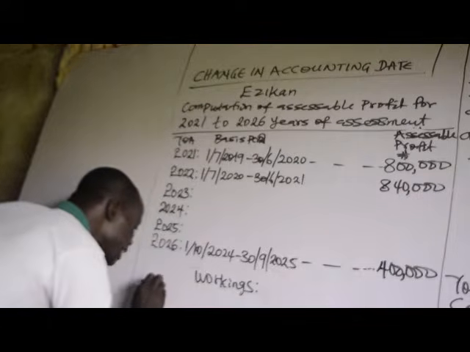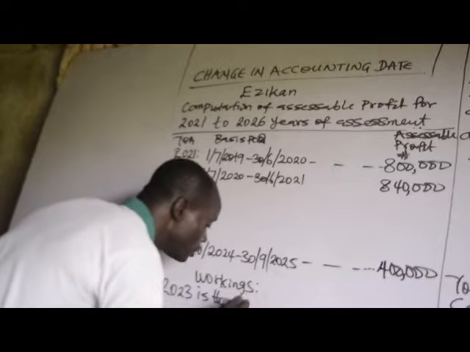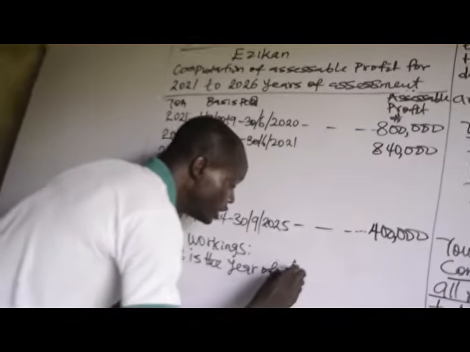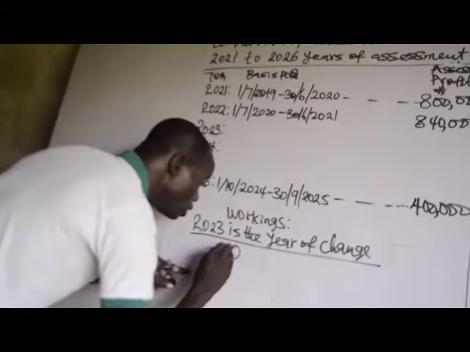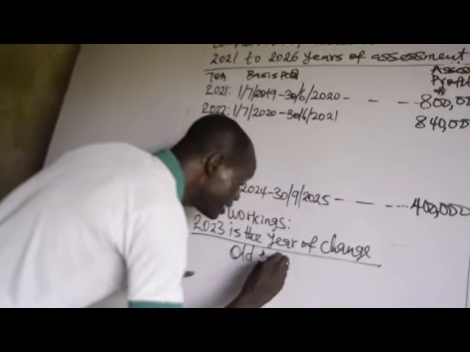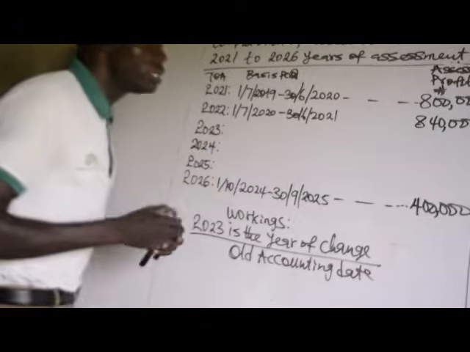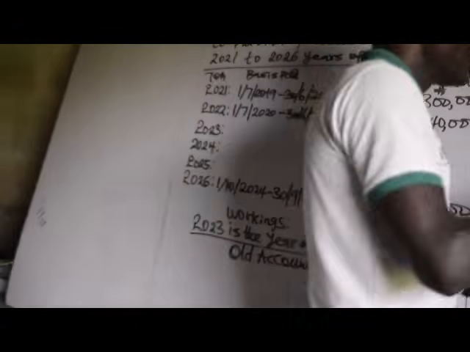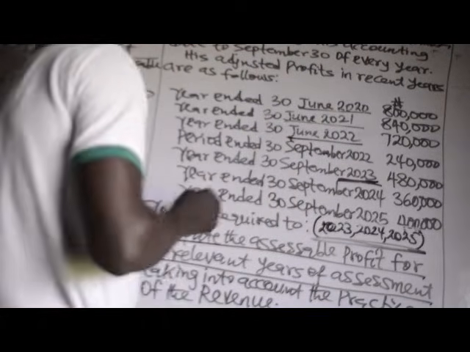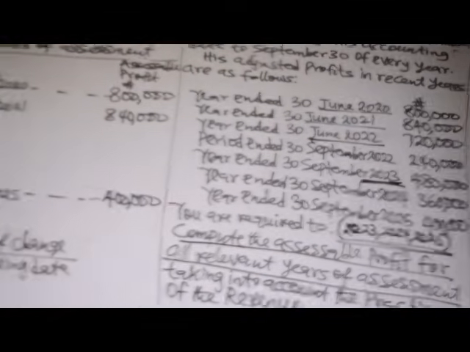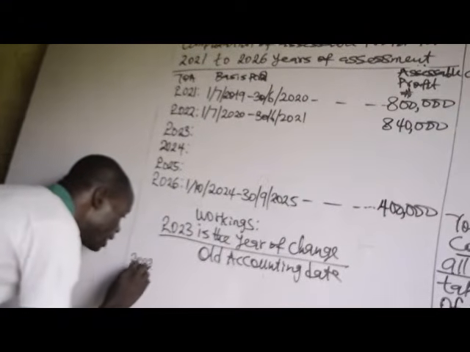We said 2023 is the year of change. If 2023 is the year of change, so now let's use the old accounting date. The old accounting date adopted by this entity is June 30. Now, year of assessment under change in accounting date. The first year is 2023.